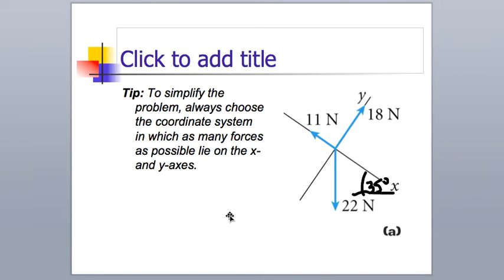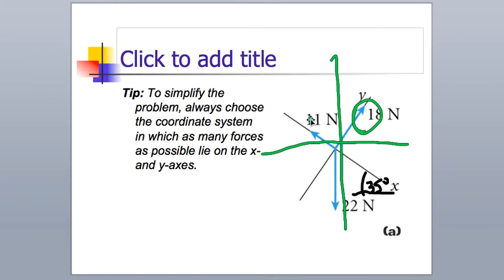To simplify the problem, always choose the coordinate system which gives you as many forces as possible in the x and y axis. If I use a traditional axis system, like this, y, and x, you can see that the 18 newtons and the 11 newtons would be in both x and y, and the 22 newtons would be the only one in the y-axis. So I would have to resolve both the 18 and the 11.